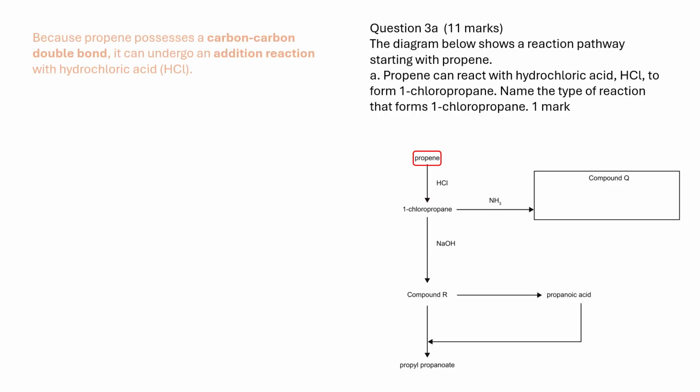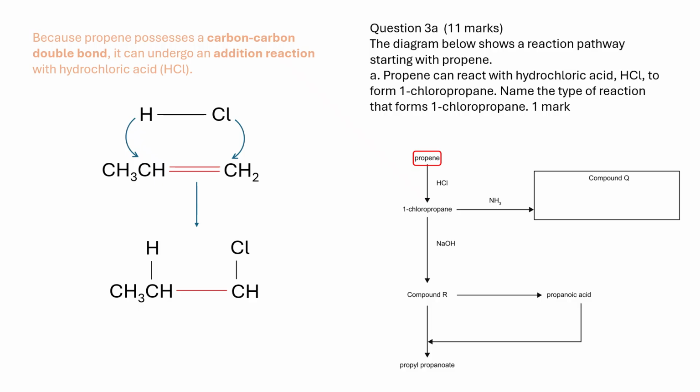Because propene possesses a carbon-carbon double bond, it can undergo an addition reaction with hydrochloric acid, HCl. In this process, HCl adds across the double bond, resulting in the formation of chloropropane.